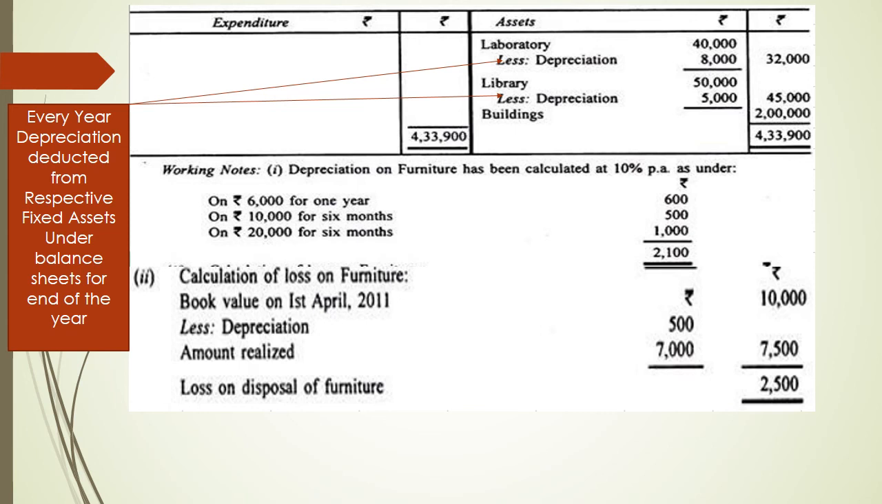On the left hand side I have given a rectangular tab, which mentions that every year the depreciation is deducted from the respective fixed asset under the balance sheet at the end of the year. If the question already mentions depreciation, that fixed asset should be deducted by that depreciation. So that depreciation is to be deducted from your fixed asset. It should be mentioned every year. It is not a one time process; it is mentioned every time.